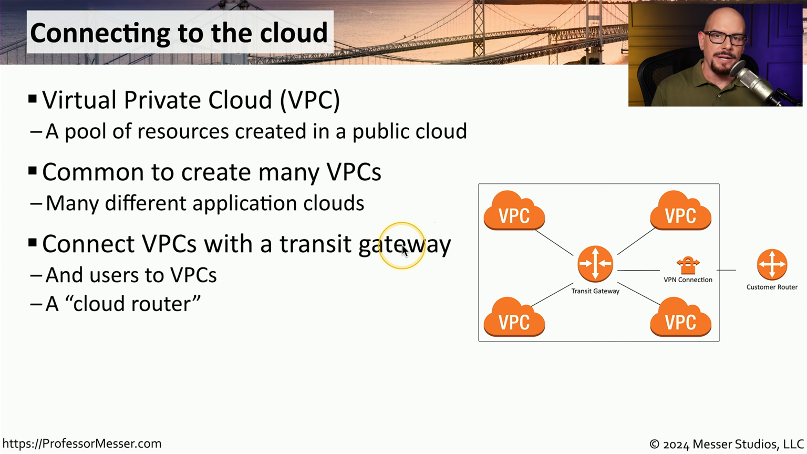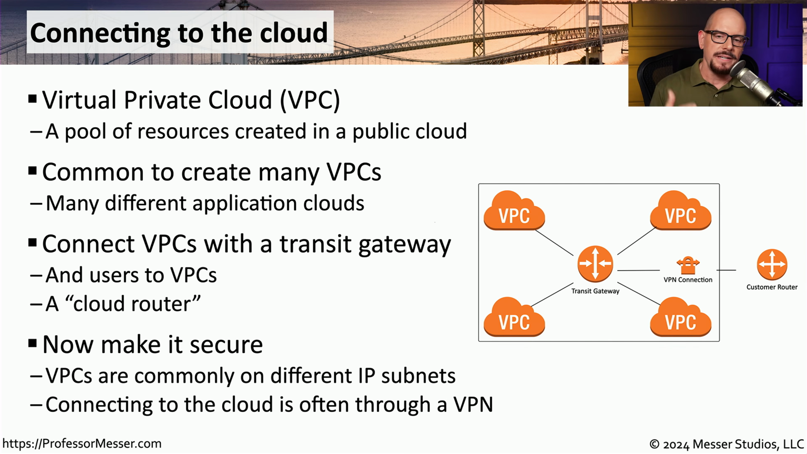To provide that communication, we need a device in the middle called a transit gateway to be able to connect all of these VPCs together. You can think of this transit gateway as a cloud router that allows us to connect and allow communication between all of our different VPCs.